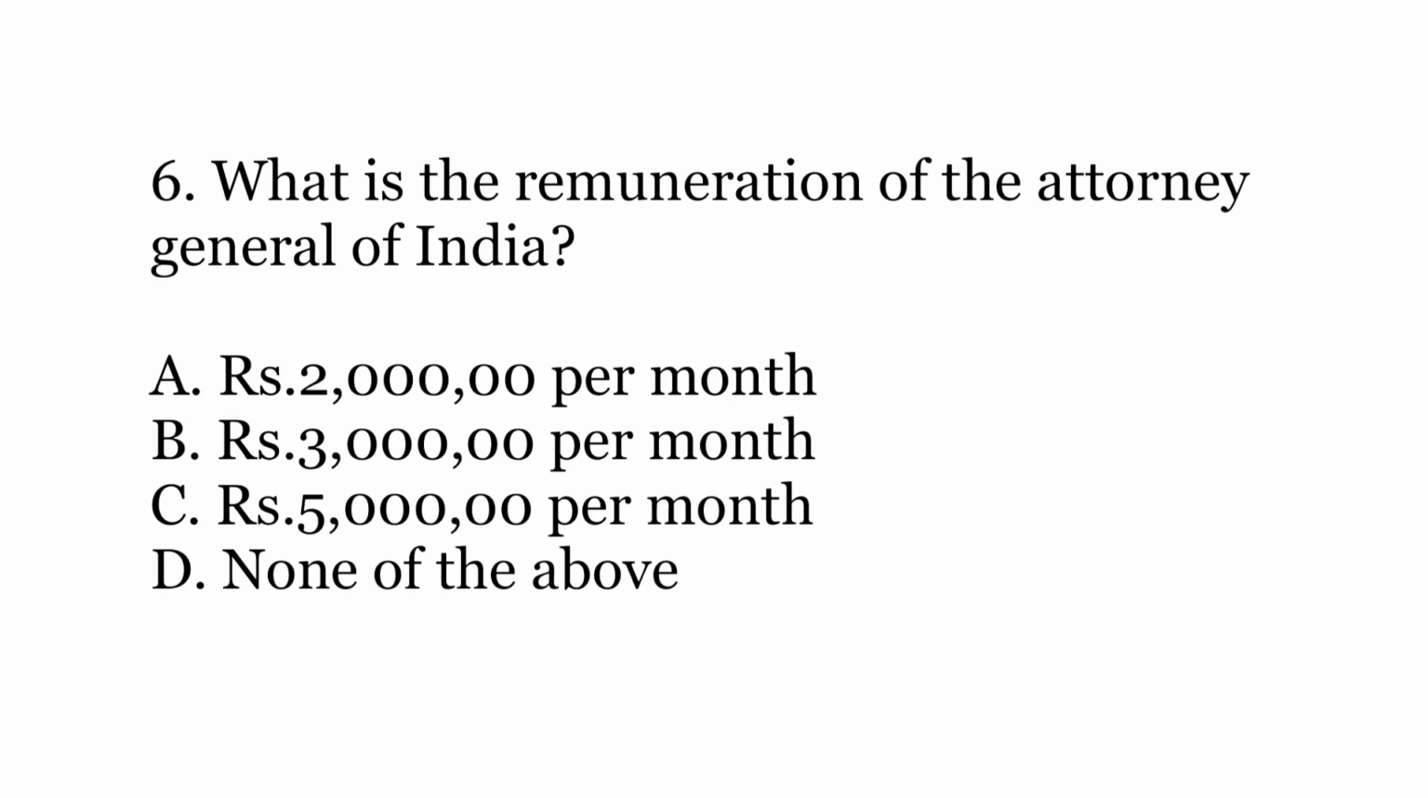Sixth question, what is the remuneration of the Attorney General of India? Options are A, 2 lakh per month, B, 3 lakh per month, C, 5 lakhs per month, or D, none of the above.